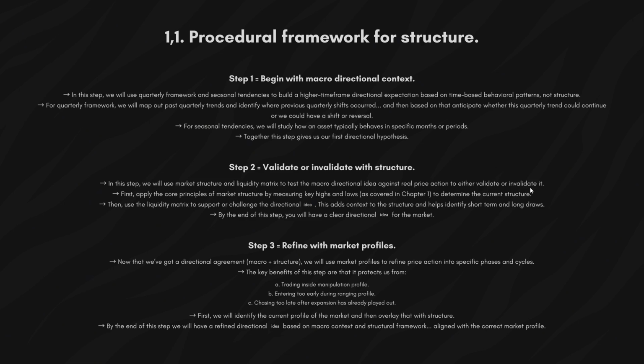And if it's invalidated, then that hypothesis would be dumped. Instead, we will give priority to this component because structure matters more than the macro directional context. Now, if you are wondering what is the point of establishing a directional context when, in the second step, structure matters more than that, the idea is that if you have a directional context that is aligned with structure, then you could have more conviction in your analysis.